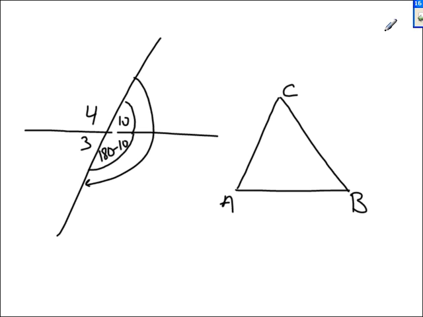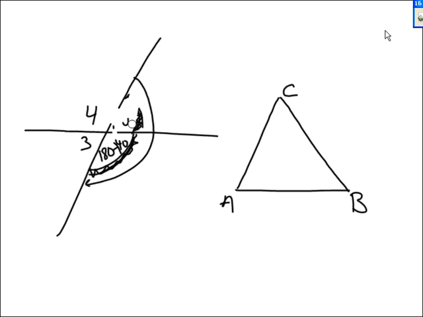You do 180 minus 10. If, on the other hand, I told you this angle was 40, then the rest of the angle would be whatever 180 minus 40 is. And if I told you, although this is hard to believe, this angle was 140, then the balance would be whatever 180 minus 140 is.